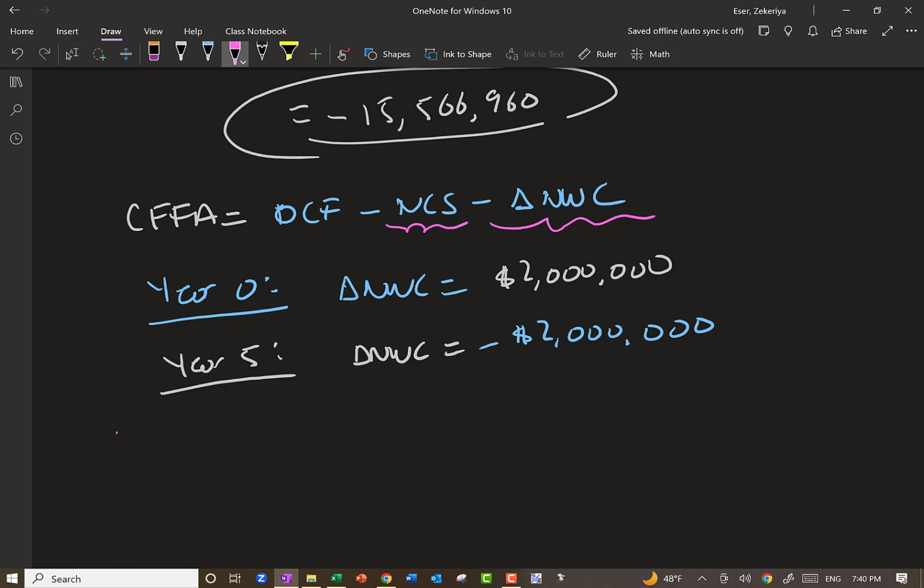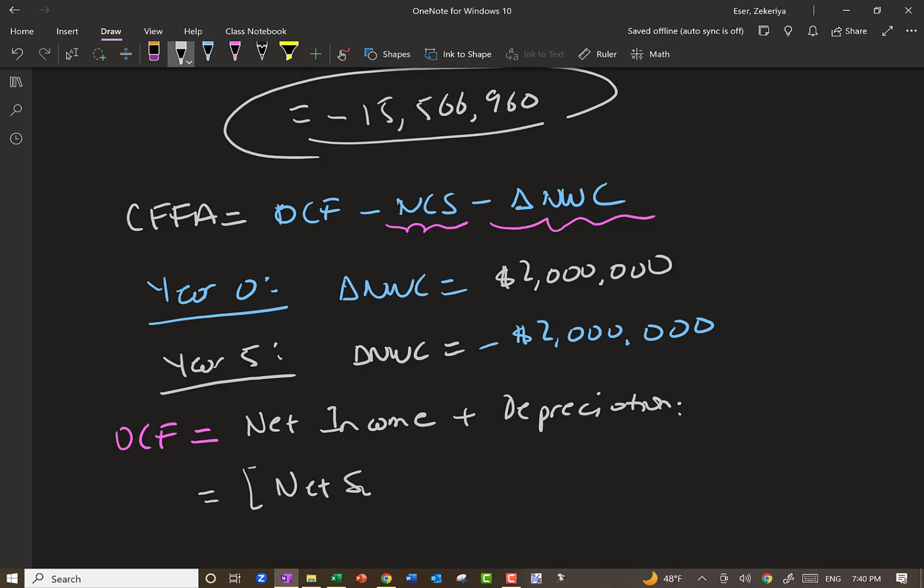Next, we're going to need OCF, which is net income plus depreciation. Even though sales and stuff are constant, depreciation is not constant, so we're going to have to calculate this for each of the years. But remember, net income is net sales minus net costs minus depreciation times 1 minus tax rate.